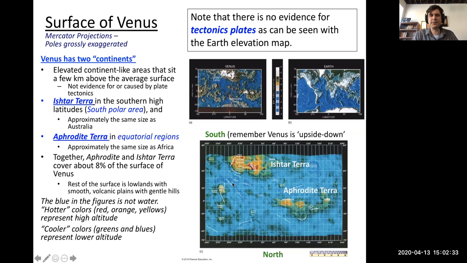The other 92%, or the majority of it, are these lowlands. You have a couple other highland hot pockets, but for the vast majority, the rest of it are these lowlands.